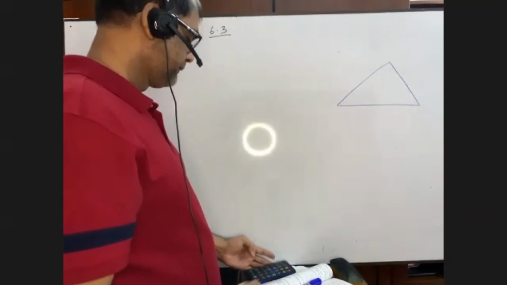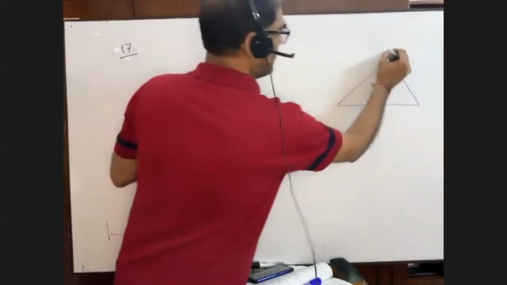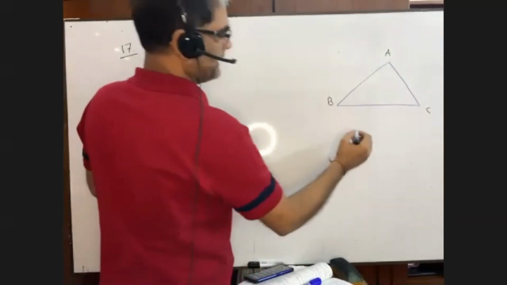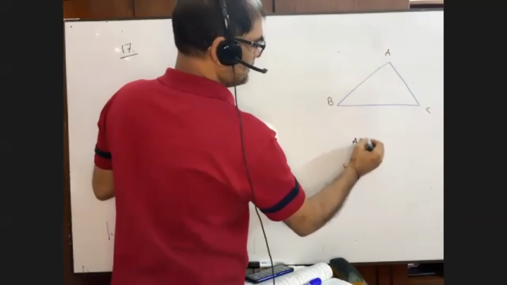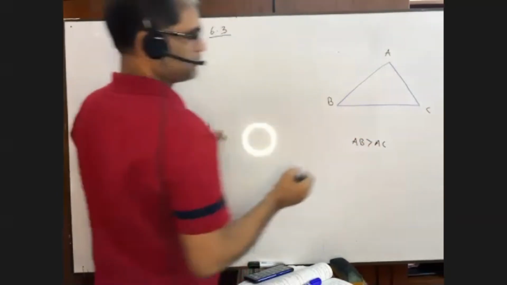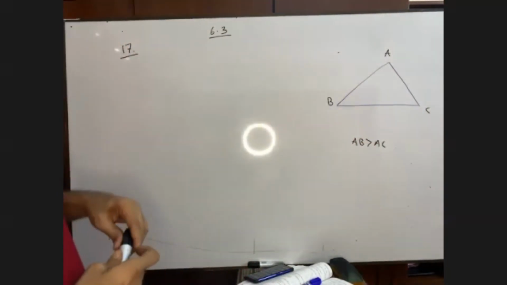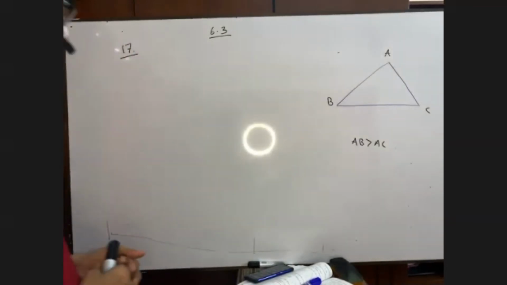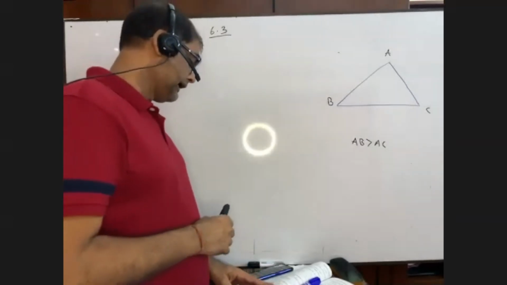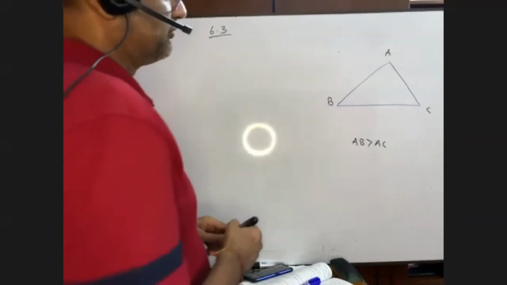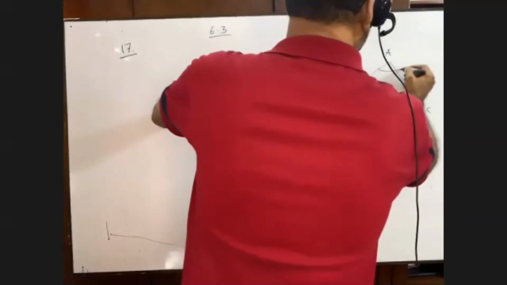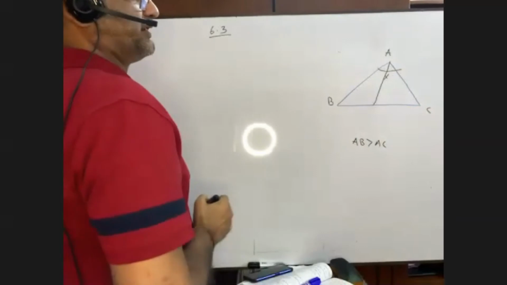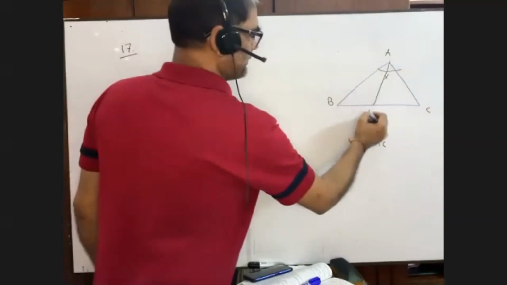Now you see, it is A, B, C. Can it be figured out from this figure that AB is greater than AC? Yes, AB greater than AC. And it is given in the question that angle A is to be bisected. Very good. Angle A has been bisected. This is D.